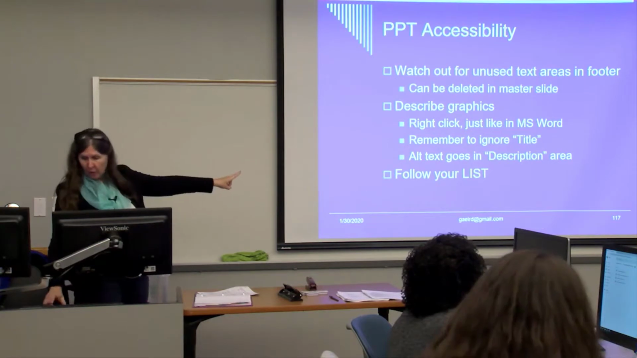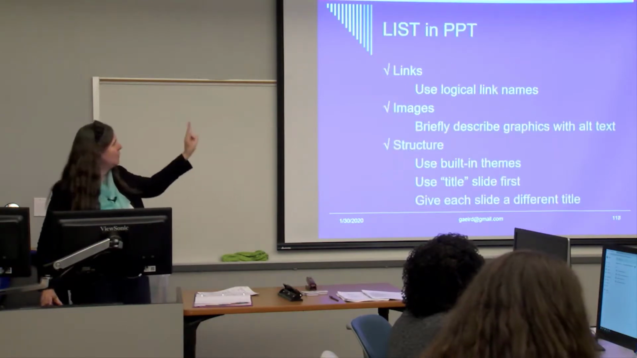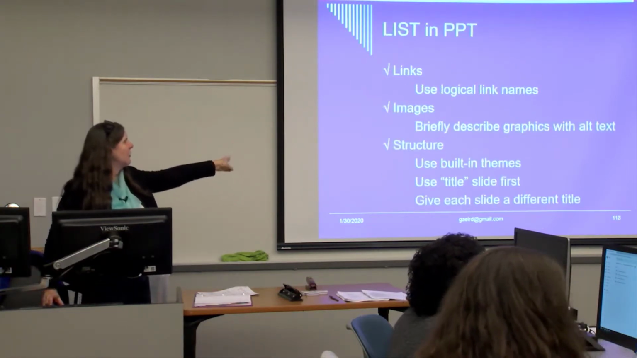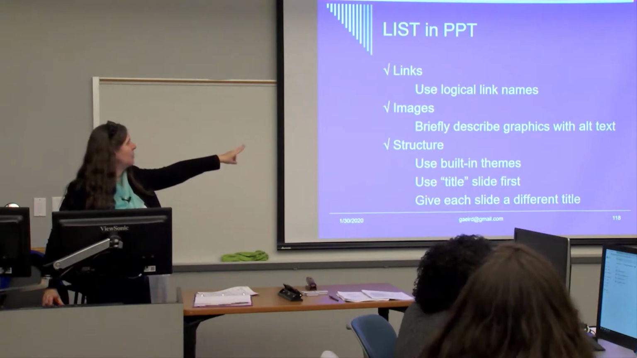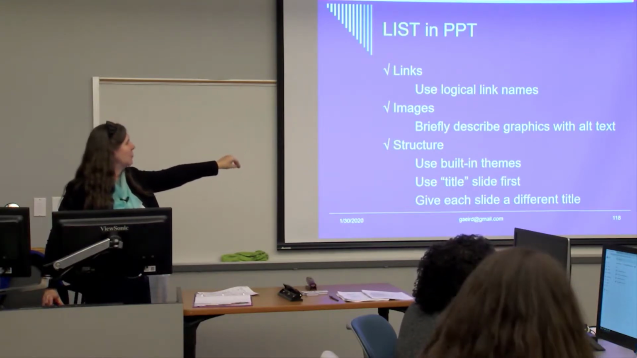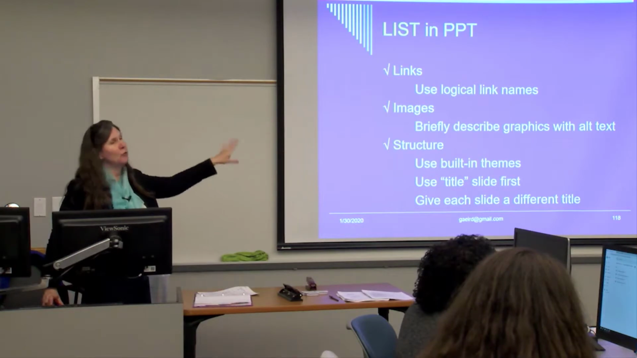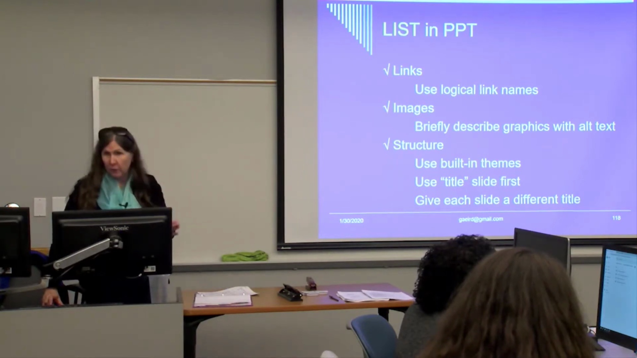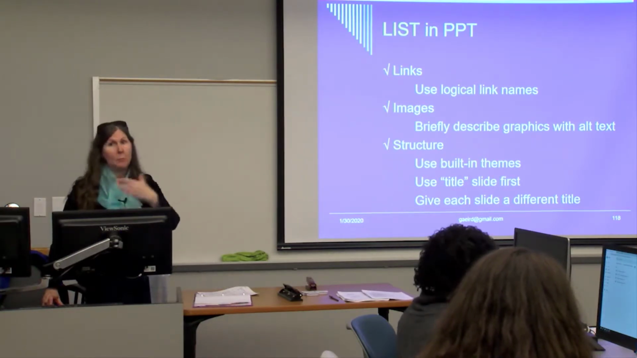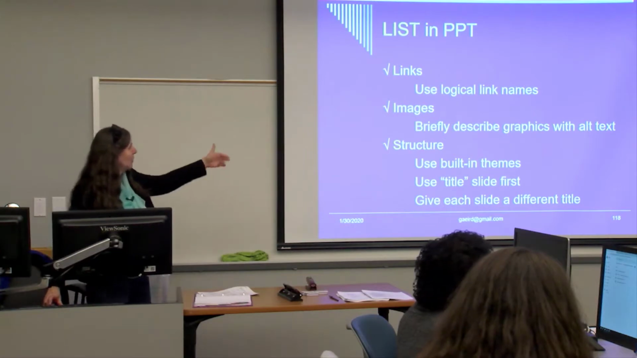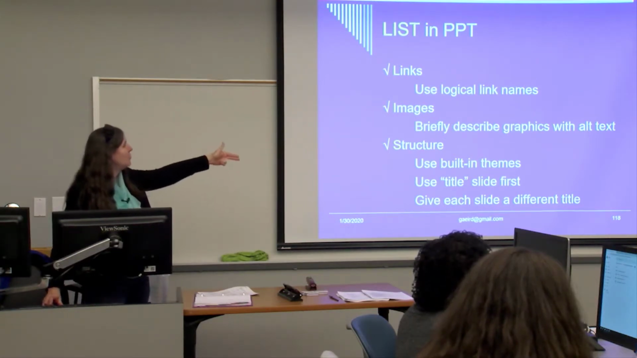And then follow your list. So what does that mean? Remember, L is for your link names. Use logical link names. I is for images. Put that brief alternate text description on images. S is for structure. Remember, that's going to be the one that's the most different from program to program, because each program is different. So structure for PowerPoint, you want to use those built-in themes. Use that title slide.